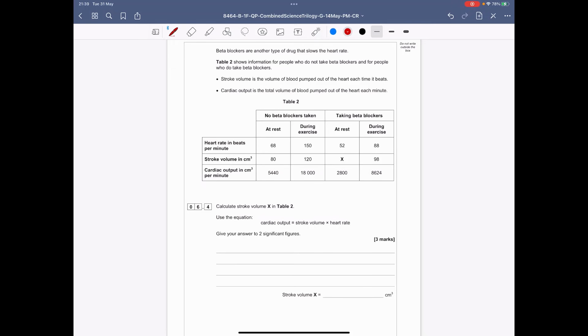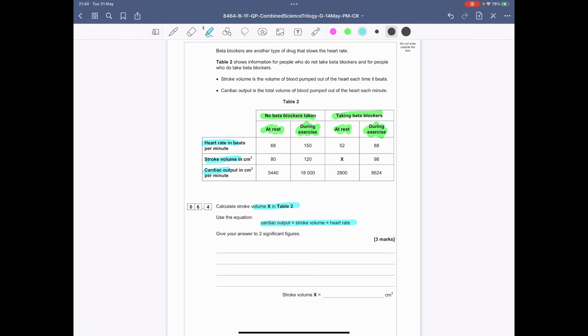So you've got the table there, comparing people who have not taken beta blockers and people taking beta blockers, and you've got the different values at rest and during exercise for heart rate, stroke volume and cardiac output. You've been given the definitions above, and it then says calculate the stroke volume in table 2, and you've been given the equation here.